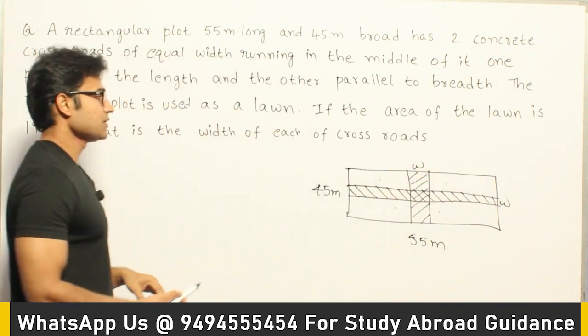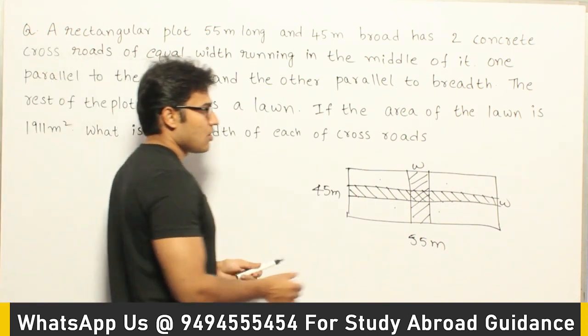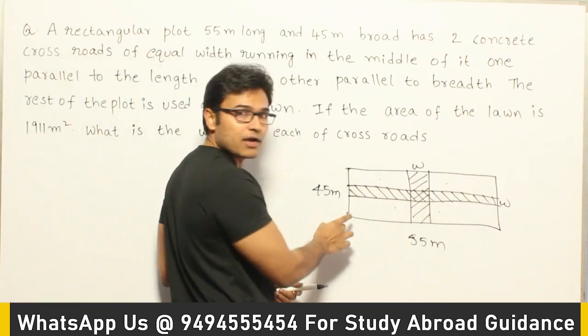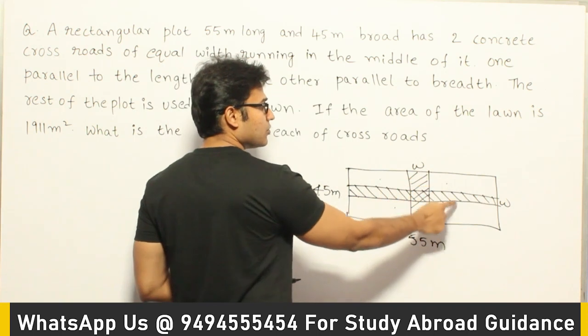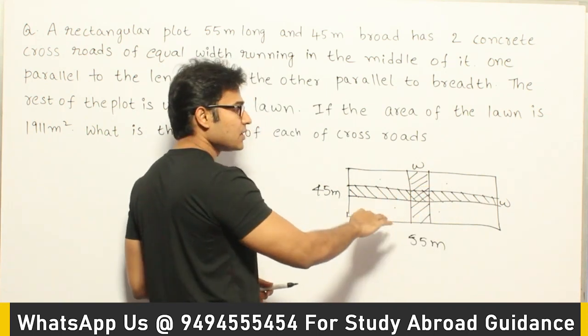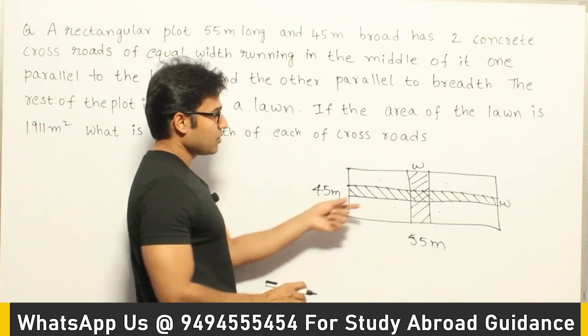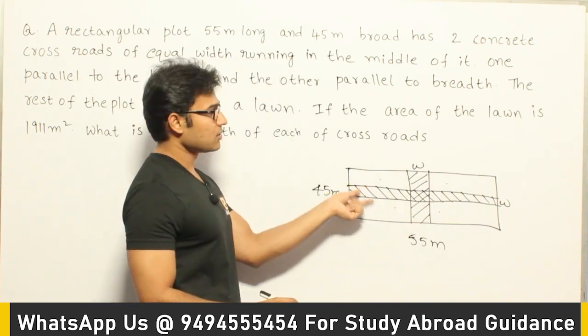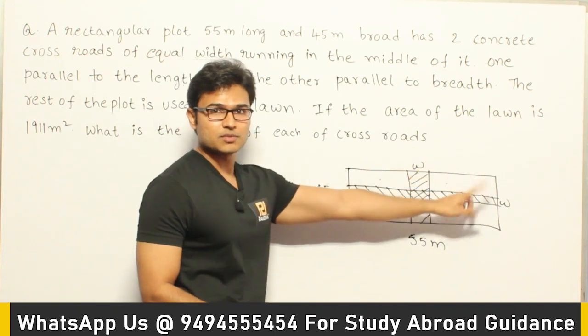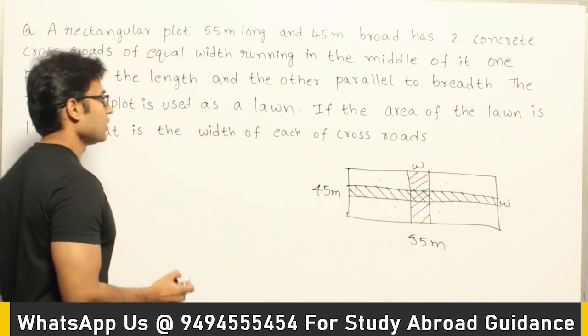So how to find it out is, let's find the total area, and from that total area let's remove the lawn area. Then whatever is remaining is nothing but the area covered by the paths. Now we can find the area covered by them in terms of W and equate it. Okay, so let's do this.